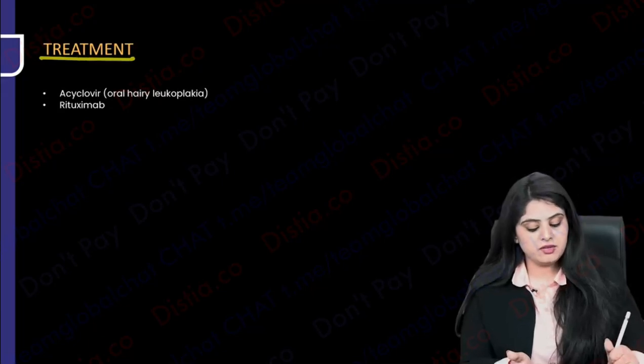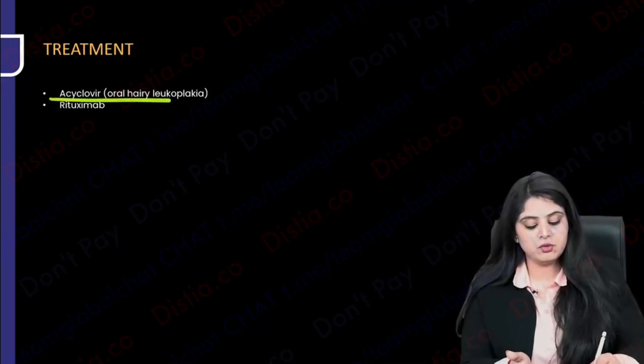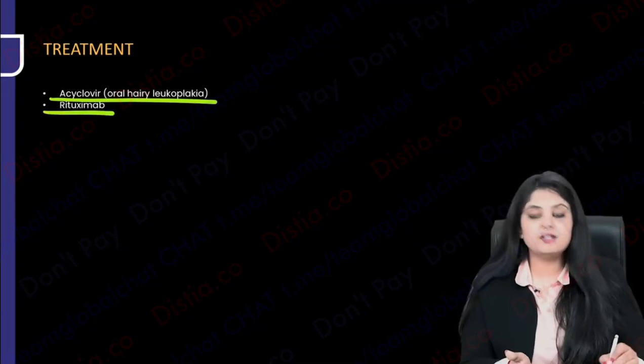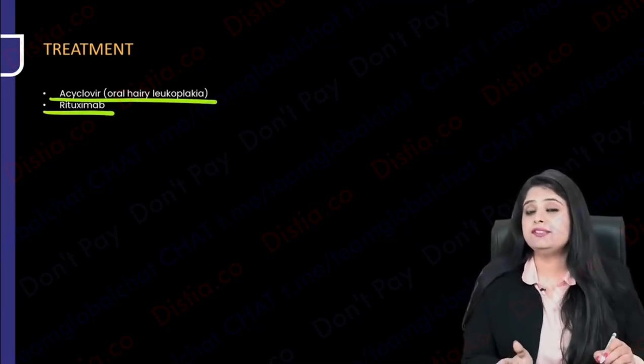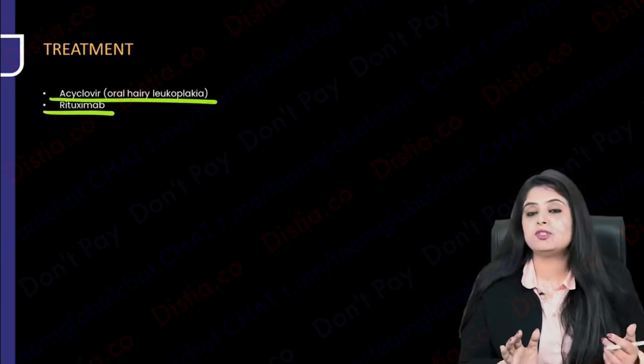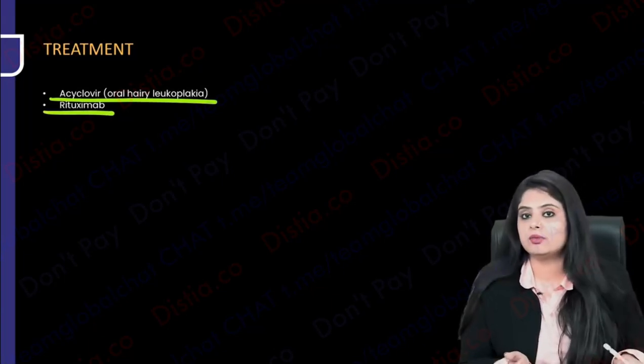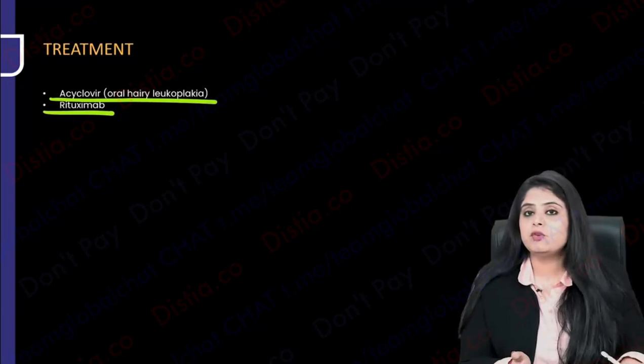Now we come to the treatment, which is of course going to be acyclovir for oral hairy leukoplakia and rituximab, because you have a lot of B cell cancers involved. So rituximab, which is anti-CD20, can help in that also. Theek hai, toh ab HHV4 is also done.